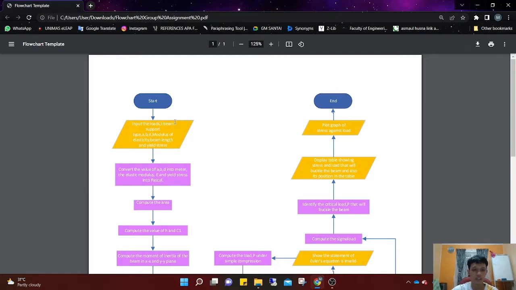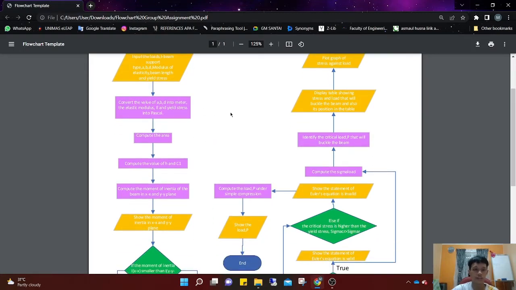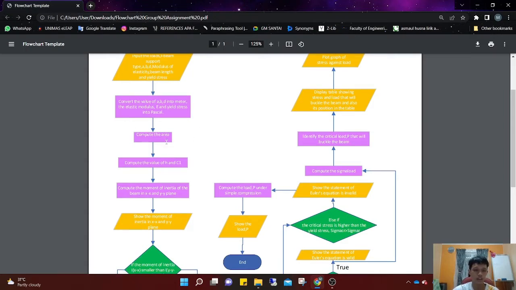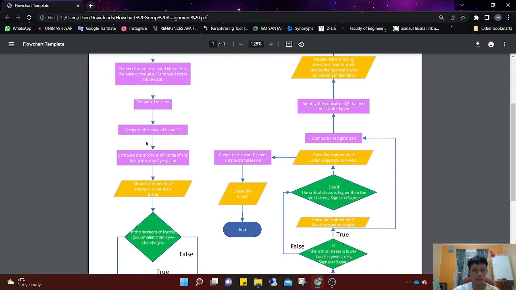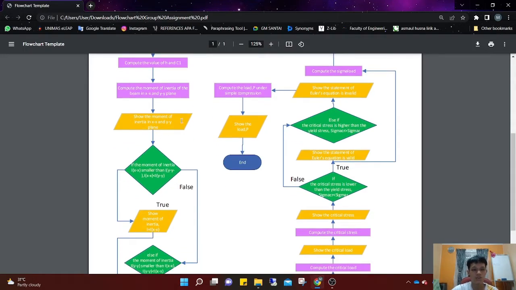So, first start, then input the loads, I-beam support type, A, B, D, modulus of elasticity, beam length, and yield stress. Then convert the value of A, B, D into meter, the elastic modulus and yield stress into Pascal, compute the area, compute the value of H and C1, compute the moment of inertia of the beam in X and Y plane, show the moment of inertia in X and Y plane.